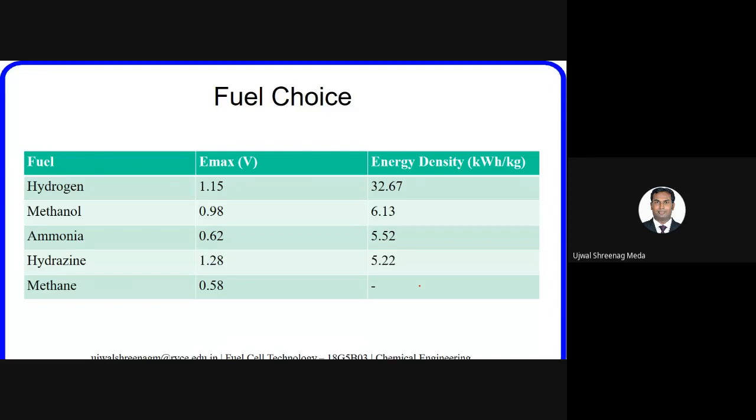But there are associated disadvantages of using hydrogen as well. So we are talking about the ideal or theoretical cases here. Likewise, ammonia can also be used. However, the voltage that can be generated is comparatively less. This is about the fuel choice.